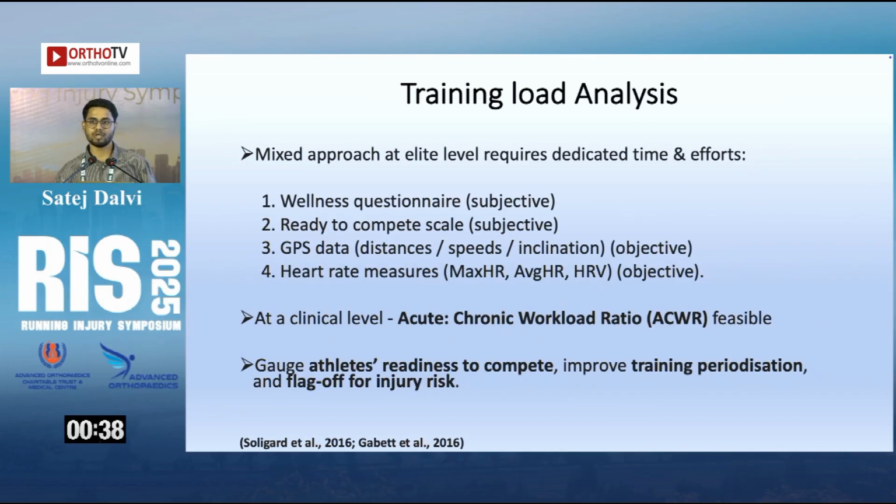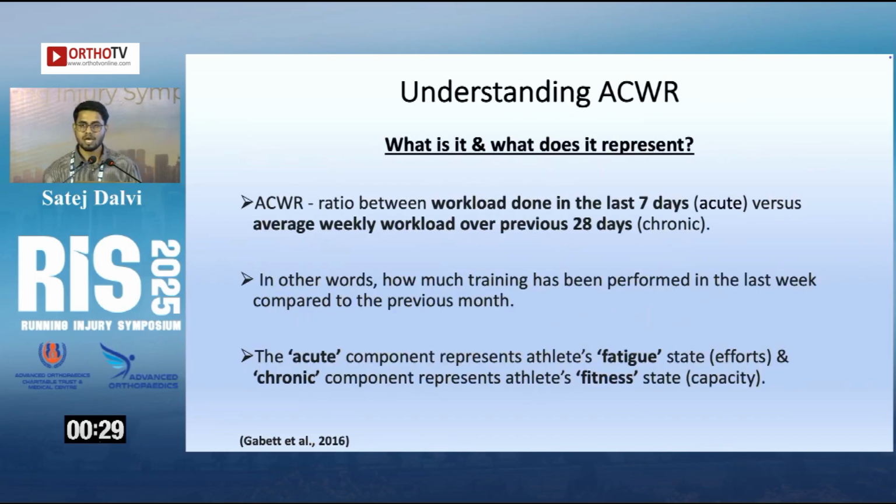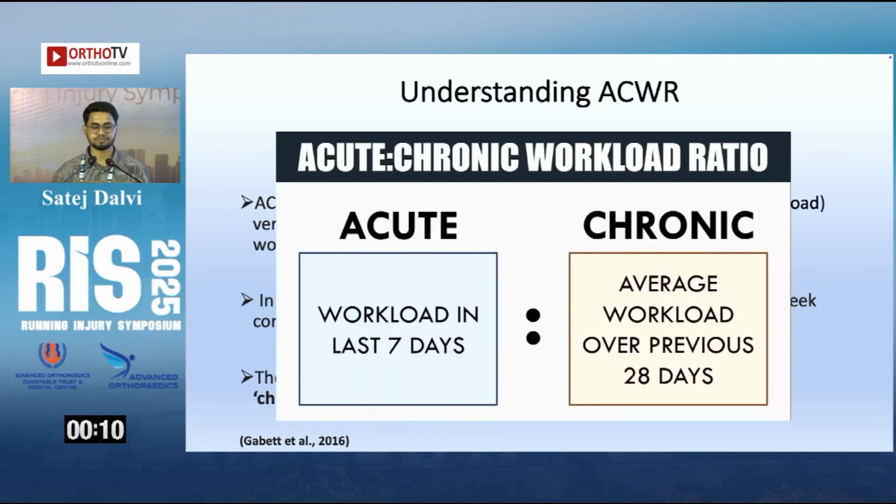So that is where your acute to chronic workload ratio actually becomes feasible. It helps you gauge athletes' readiness to compete, helps plan periodization and then flag off injury risk. What essentially ACWR is, it's a ratio between your workload in the last 7 days versus your average weekly workload over 4 weeks, so a month basically. The acute component essentially represents the fatigue state of the athlete, and the chronic component represents the fitness state. So that's what it is. It's a ratio. End of the day, you're just dividing two elements.